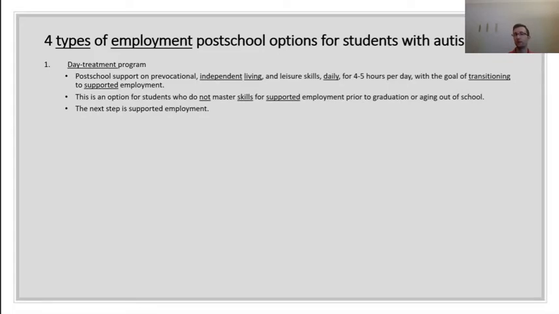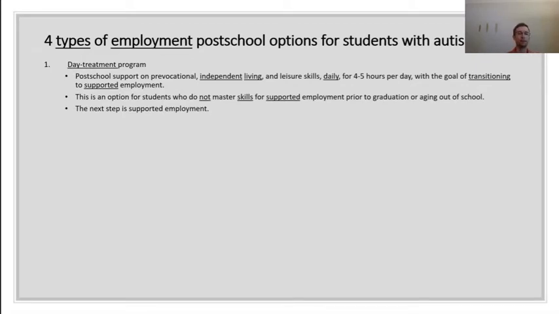Daily, for 4 to 5 hours per day. And the goal is to enable them to transition to supported employment, so another type of employment post-school option. So if the team thinks the student with autism is headed towards the employment post-school option, then for some students, it might be most appropriate to assume that they're going to begin in a day treatment program as the first step. So this is an option for students who do not master skills for supported employment, the next step, prior to graduation or aging out of school.